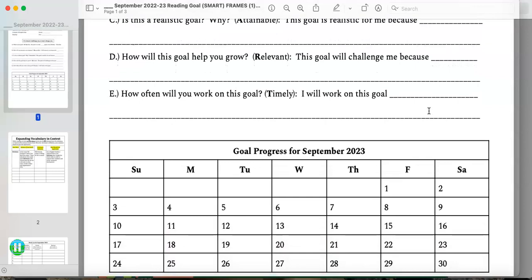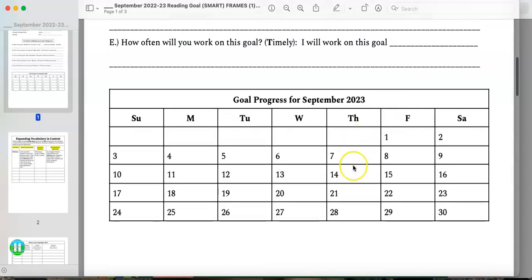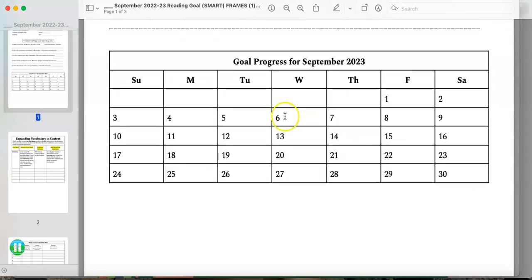And lastly, timely. I will work on this goal between, let's say, the hours of 5 and 6 p.m. That would make it timely. Okay, and then as I stated, simple, they will log the pages they've read Monday through Thursday, each of those days.